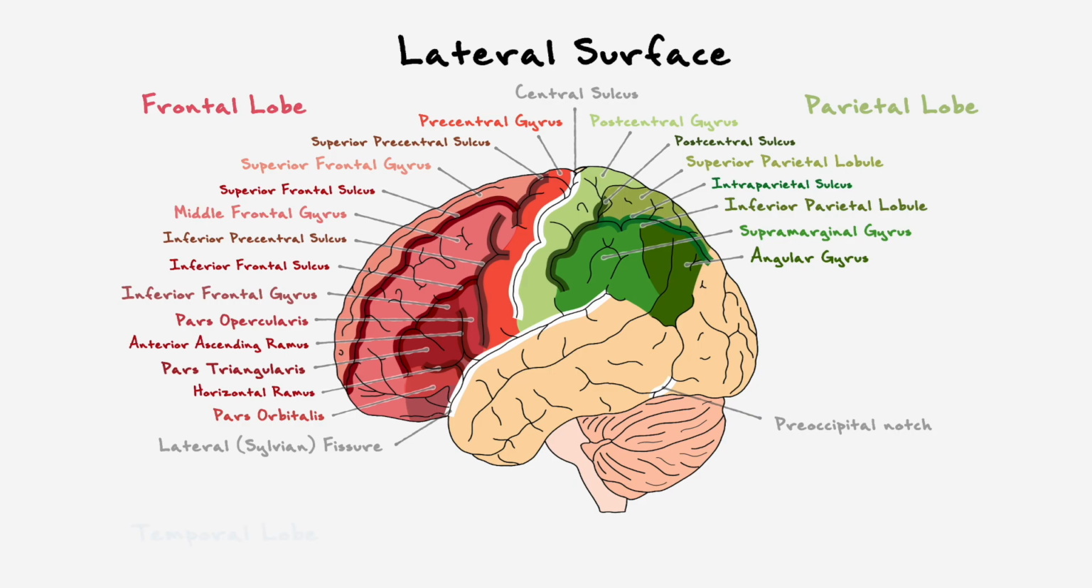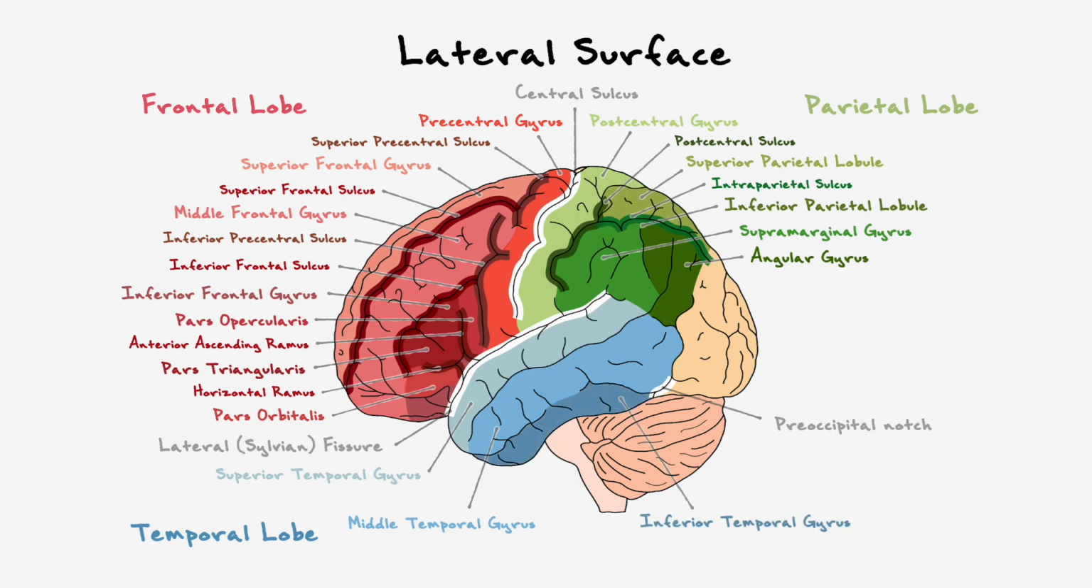Now, if we consider the temporal lobe, its divisions on the lateral surface are much simpler. A bit like the frontal lobe, it is divided into three gyri, the superior, medial, and inferior temporal gyri, and between them we can find the superior and inferior temporal sulci.